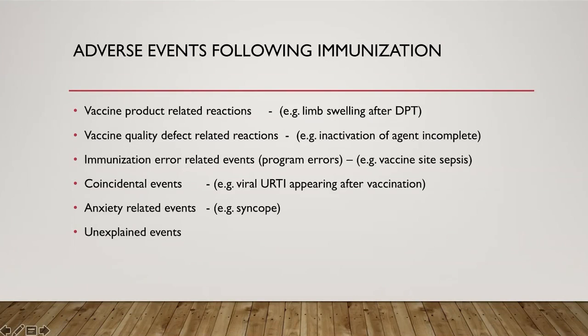Then there are coincidental events. For example, a child may have an upper respiratory tract infection and fever might come after vaccination, and the parent might misunderstand, thinking the fever was due to the vaccination, but it was a complete coincidence where the child already had an upper respiratory tract infection during vaccination. Then anxiety related events, commonly due to fear of vaccination or fear of needles, and the common example is syncope. And finally, there can be unexplained events which do not come under any of these categories.